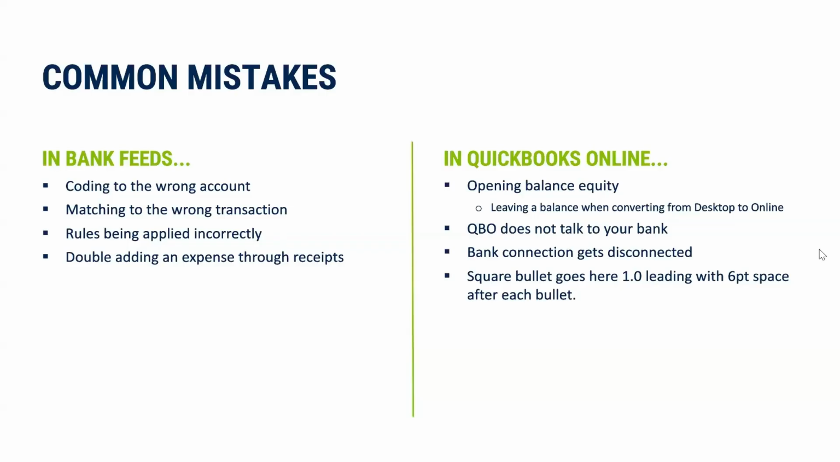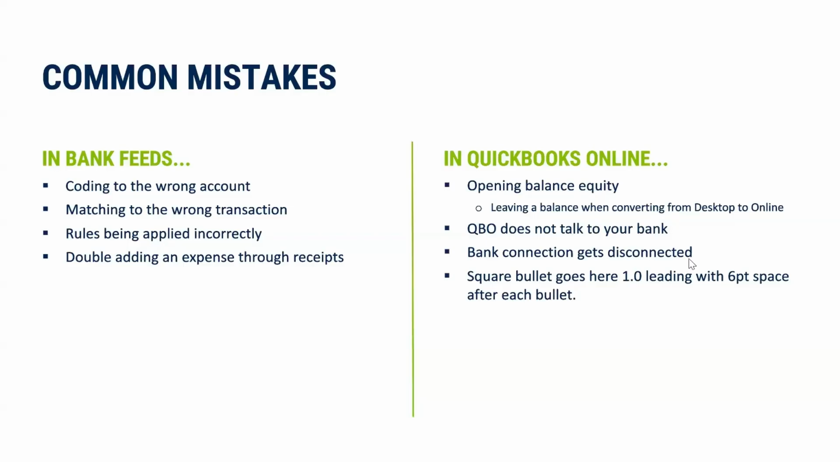QBO does not talk to your bank. So when something happens at your bank, it's going to communicate to QBO. It's going to show up on the bank feeds. But if you move money in QBO from your checking account to your savings account, that's not going to reflect at your bank. So it's not like a two-way thing. It's just QBO pulling information from your bank. So you'll still have to make that bank transfer normally if you want that to actually go through.